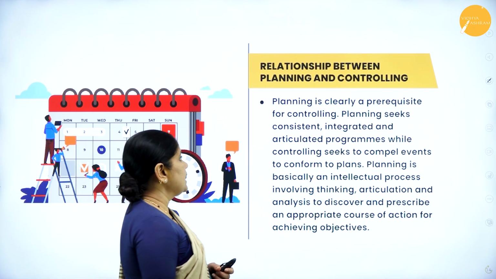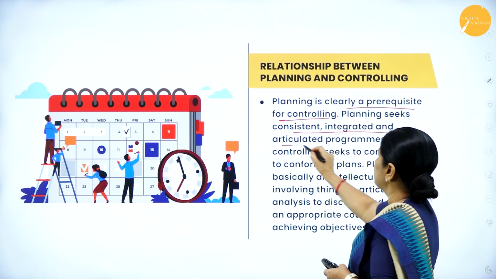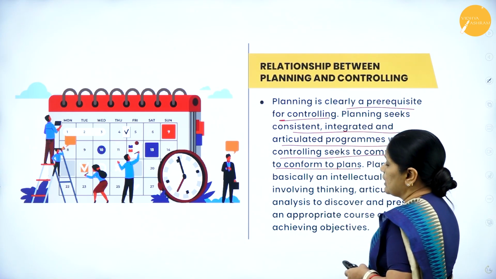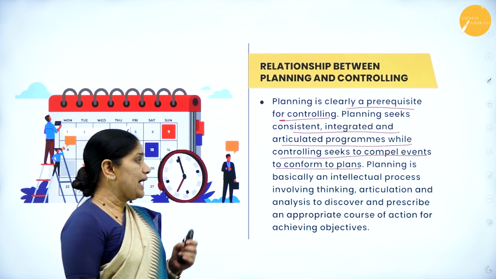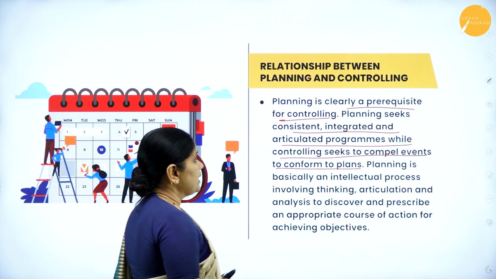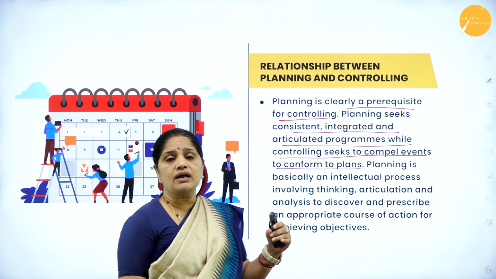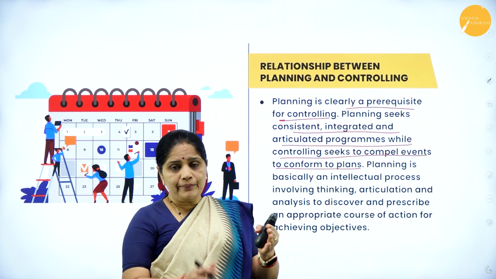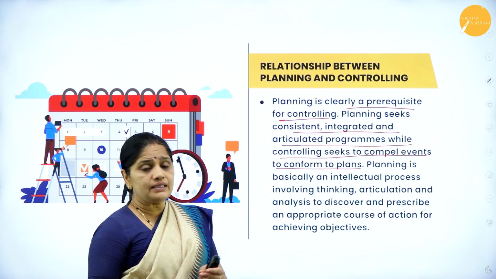Then, planning is clearly a prerequisite for controlling. It seeks consistent, integrated and articulated programs, while controlling seeks to compel events to conform to the plans. So we say that planning is a prerequisite for controlling. Why do we say that? In planning we have an articulated program, while controlling seeks to compel events to conform to the plans. When we are planning, we are thinking of what to do, but in controlling we are seeing whether the work is done as per the plans.